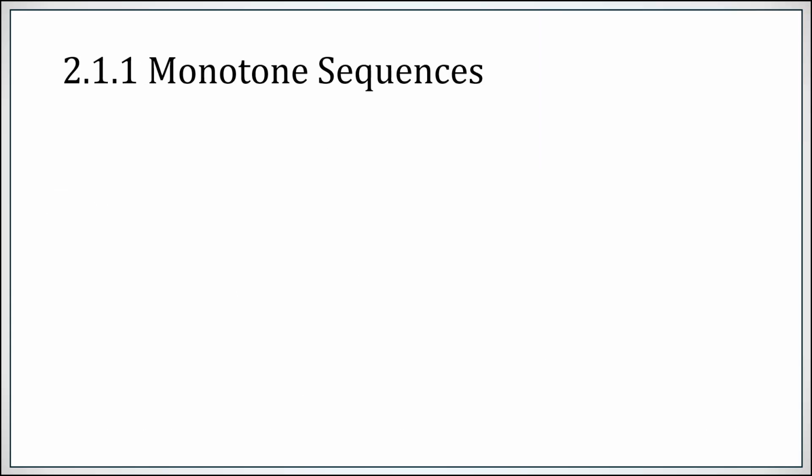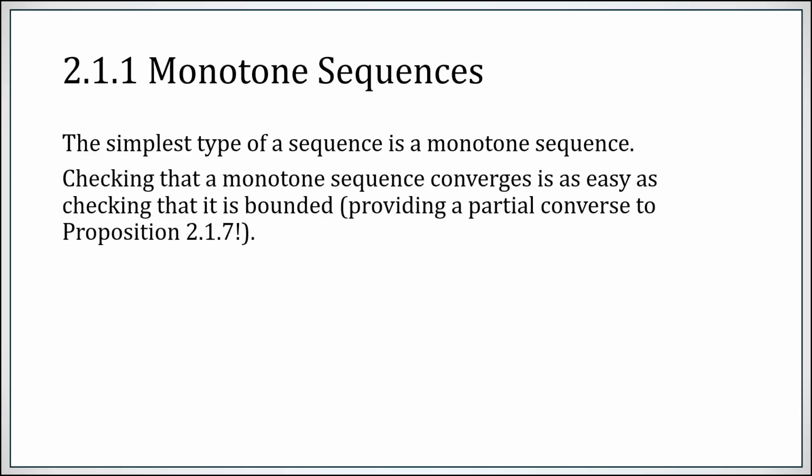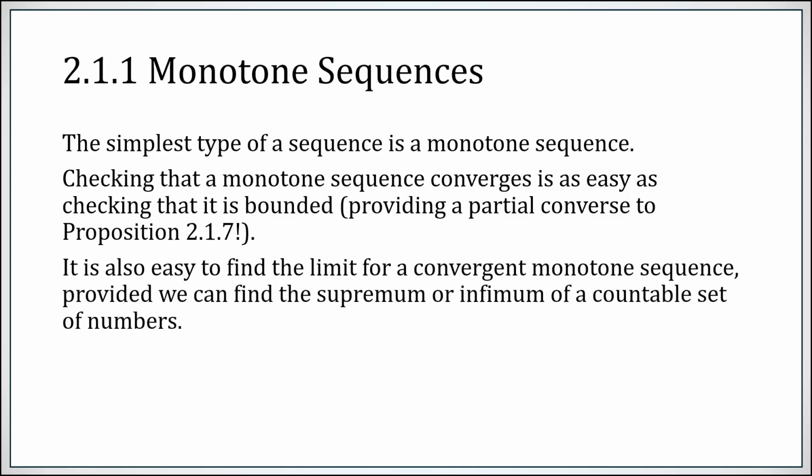Moving on, an important little subsection, monotone sequences. Other than, I suppose, constant sequences, often the easiest type of sequence to consider is a monotone one. We'll introduce the definition shortly, but checking whether or not a monotone sequence converges is, in fact, just as easy as seeing if it's bounded. This provides a partial converse to proposition 2.1.7. Not every bounded sequence has to converge, but a bounded monotone sequence does. These are things we will prove shortly. Okay, it's also fairly straightforward to find the limit of a converging monotone sequence. It's just defined in terms of some sups or infs of a countable set of numbers. So let's give the definition now.